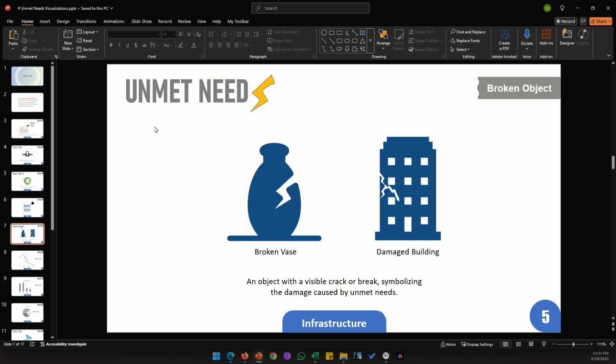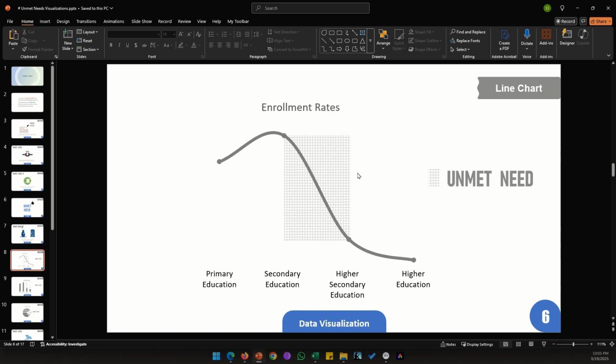The fifth one I have for you is a broken object which has some cracks or damages across it. Here I have two examples, a broken vase and a damaged building. It can also be any other object. Just have these cracks showing up somewhere, and then you can tie that to the unmet need that you are focusing on. This is a good visualization for infrastructure domain. You could also have a road graphics with some damage in it, although I'll be having a similar visualization down the line.